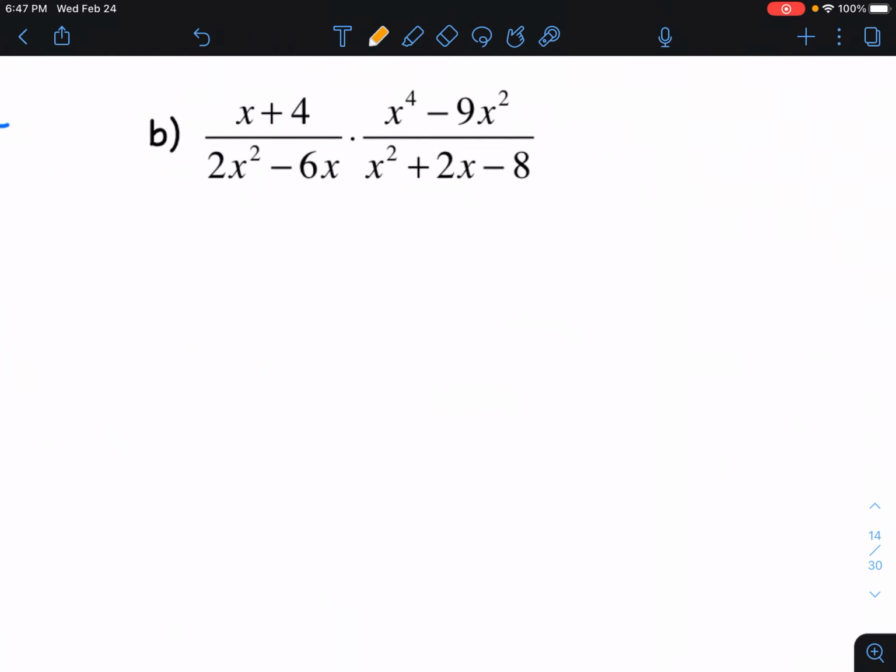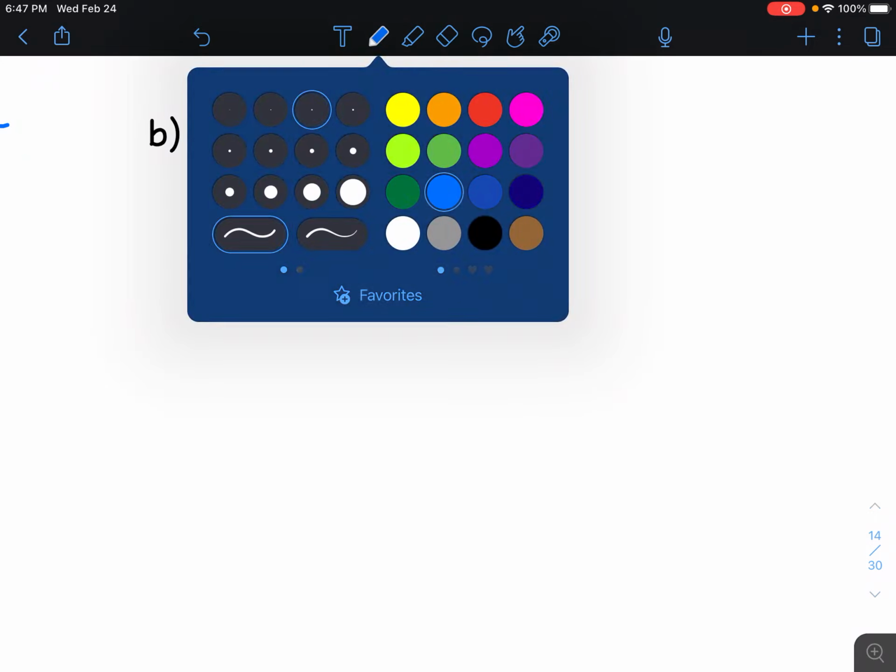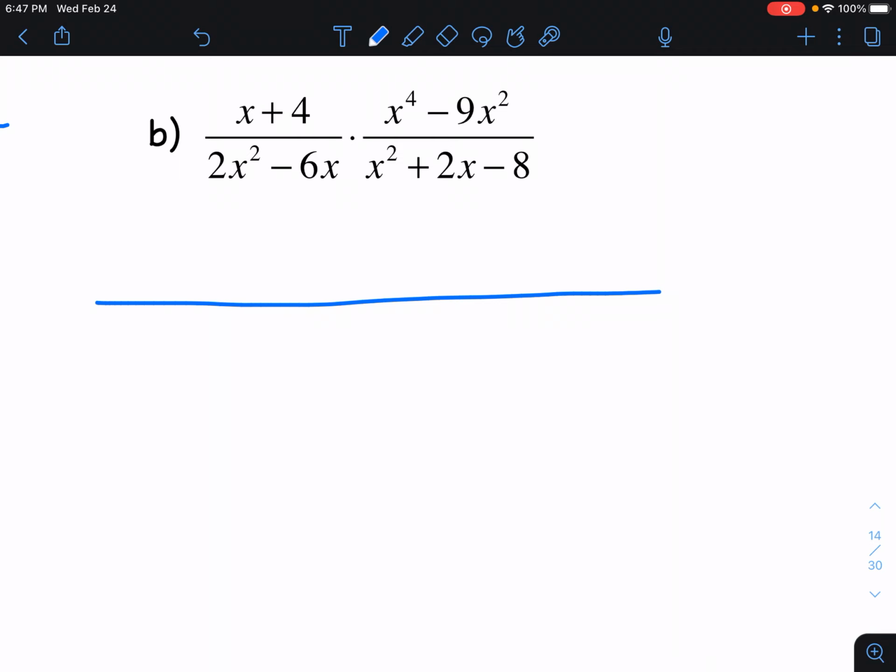Okay, let's take a look at another one. As I said, we want to write one big fraction. Then we're going to start factoring. The top left, x plus 4, cannot be factored, so just bring it down in the numerator.